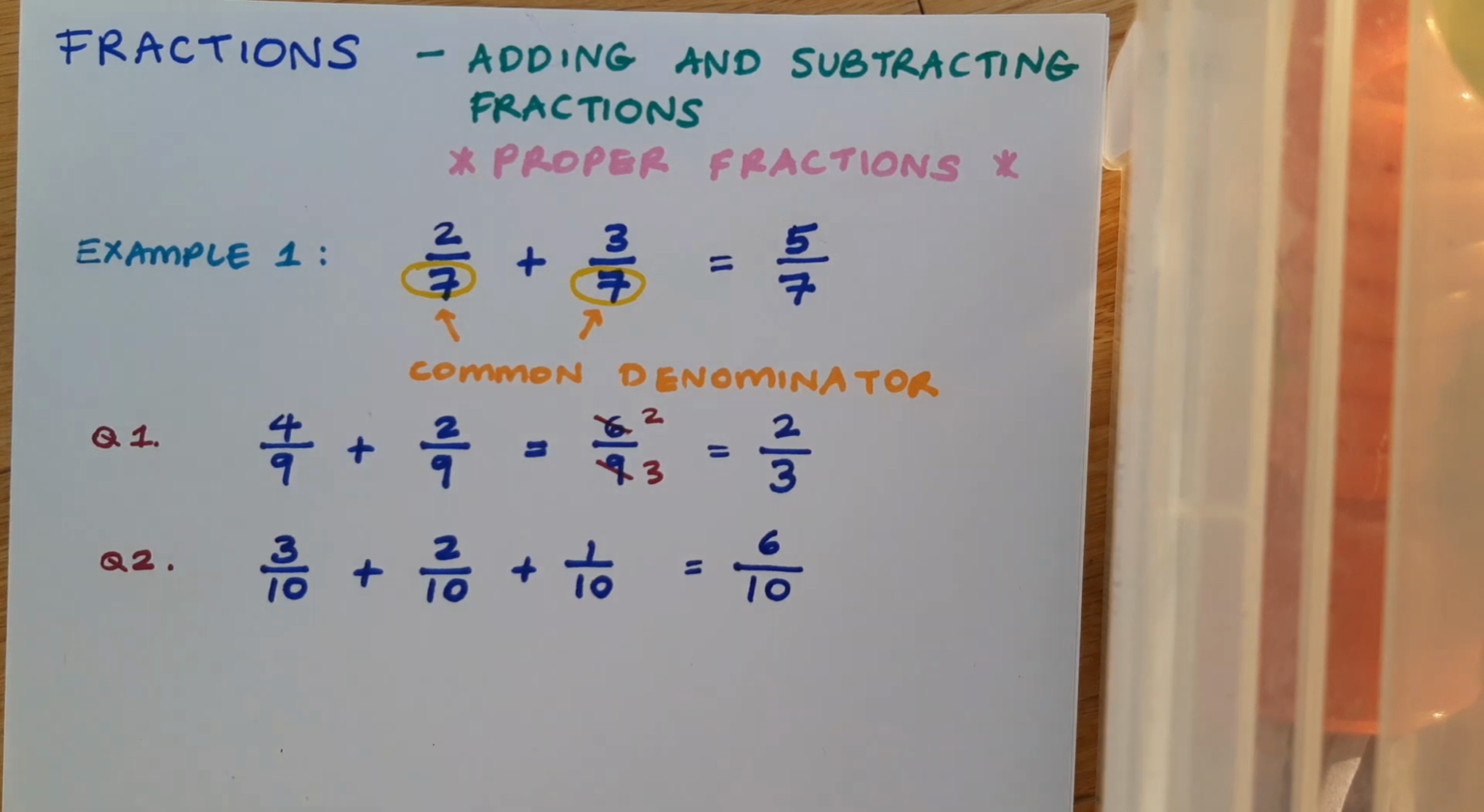And now I'll see if I can cancel. Well, 6 and 10 do have a common factor. So 2 into 6 goes 3 times, and 2 into 10 goes 5 times. So my answer is 3/5. There's very little challenge in this really. It's just adding and subtracting numbers.